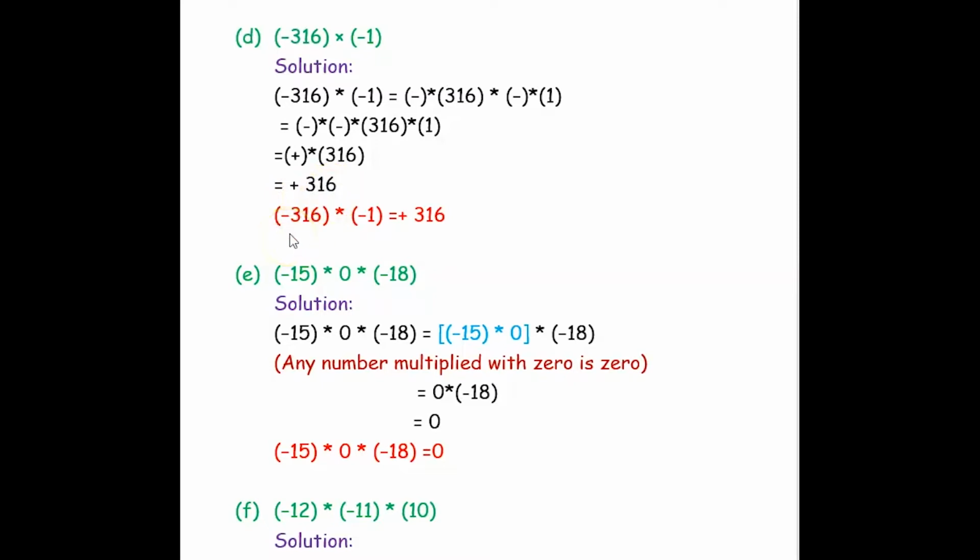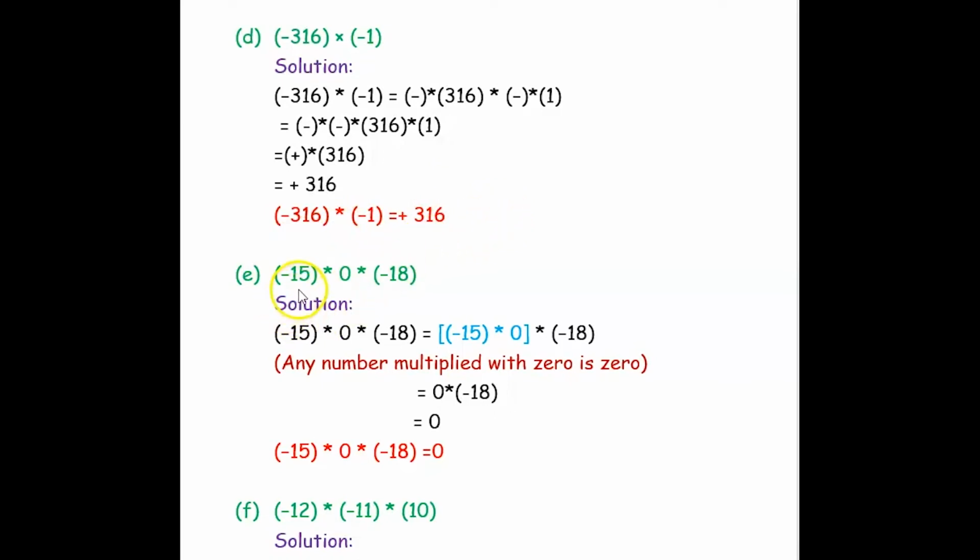So, here also we are multiplying two negative integers. That is an even number of negative integers. So, our result should be a positive integer. So, I am writing the positive sign and multiplying the integers. 316 into 1 is positive 316.